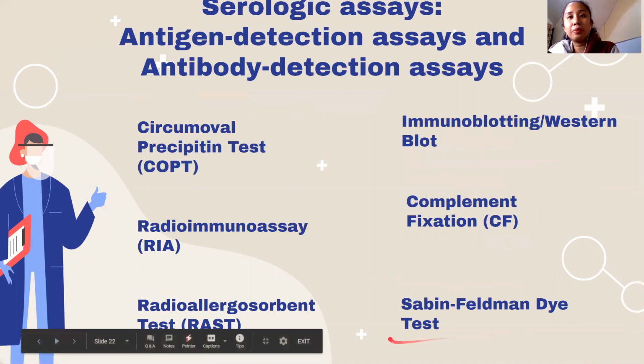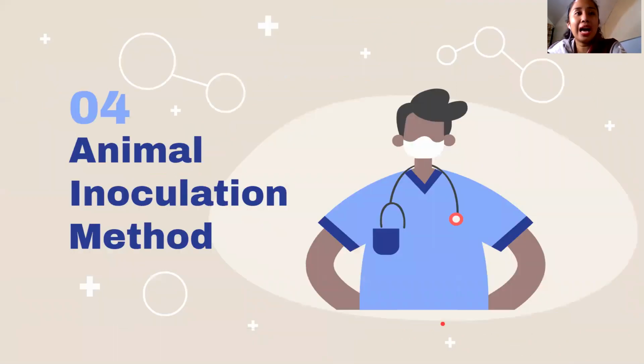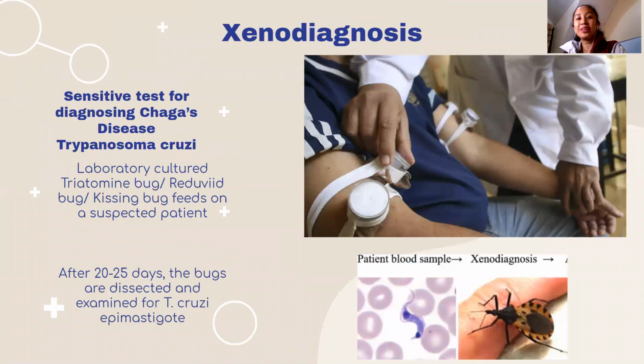Here, the Sabin-Feldman Dye test. This is very important for toxoplasma infection. So, class, finally, we have the animal inoculation method. Yes, we inoculate animals. Not animals specifically, but insects, the vectors that carry the disease. We inoculate or infect them. So, the famous one is your Xenodiagnosis.